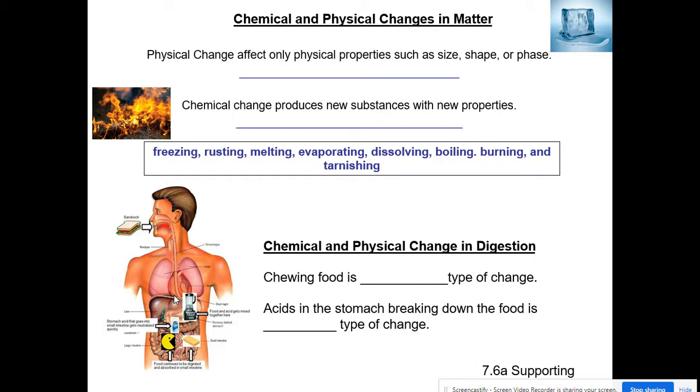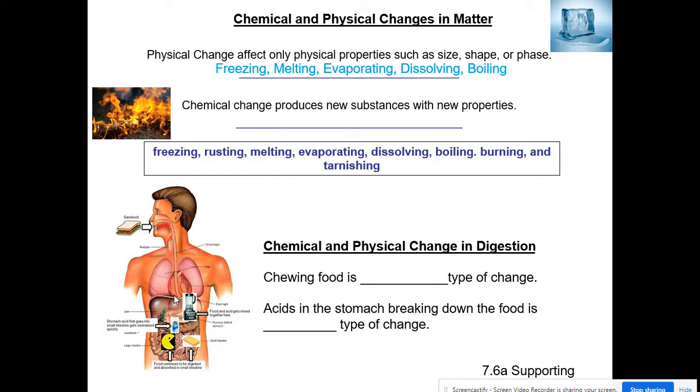Physical change can only be physical properties such as size, shape, or phase. So I can melt water. I can melt ice, but it's still just water. I can freeze ice. It's still just water. Those are not a chemical change. I can rip paper, but it's still paper. Freezing, melting, evaporating, dissolving, and boiling, those are all examples of physical changes.